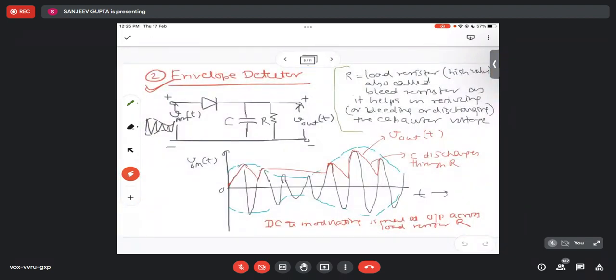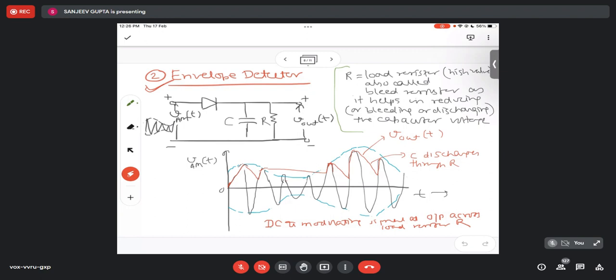Now, an envelope detector is the same thing: you have a diode and a capacitor. Now we also add a load resistor, and this load resistor is also called a bleed resistor. Bleeding. You say my hand is bleeding, that means blood is coming out. So a bleed resistor is also called a bleeding resistor or a discharging resistor because it is helping in the discharge of the capacitor voltage. Previously, it was not getting discharged.